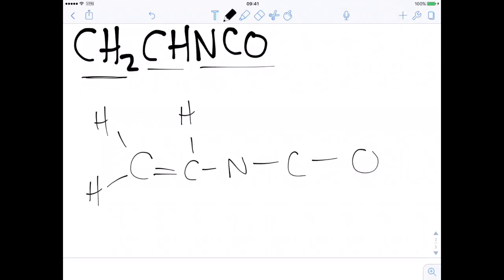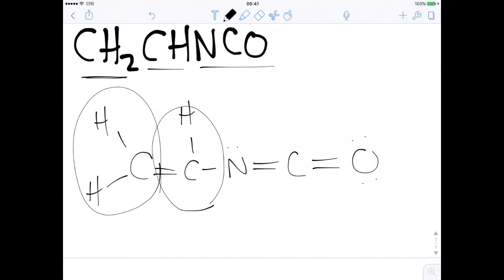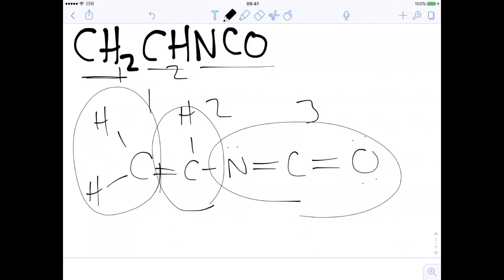So you add one here, you add one here, you add one here, and then the last thing you want to do is add your lone pairs, and that's it, you're done. So just to give you again a really quick understanding, CH2 is the first part on the left, CH is the middle part, and NCO right at the end. You have 1, 2, and 3. Just like you read it, you have 1, 2, and 3. It's as simple as that.